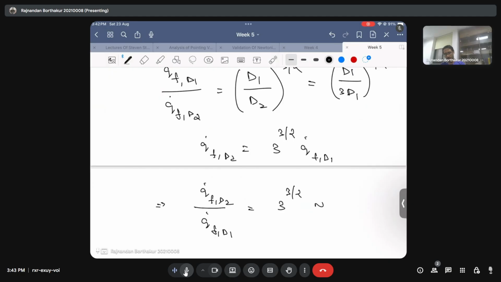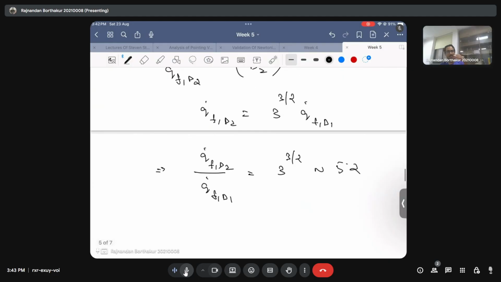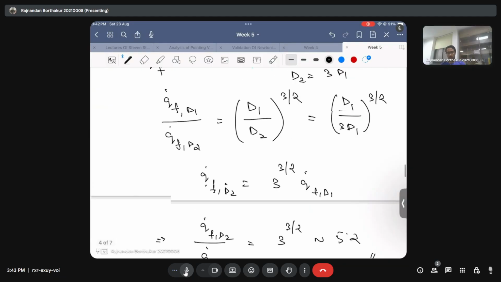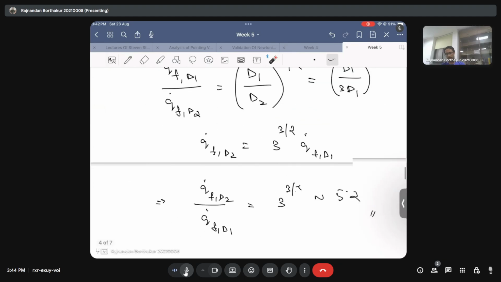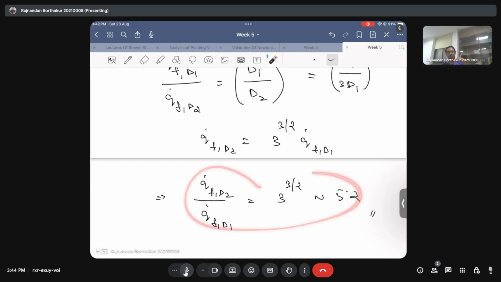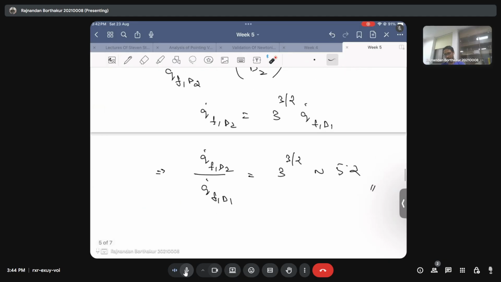Roughly, 3 to the power 3 by 2 comes out to be equal to 5.2. So you are enhancing the rate of heat transfer by around 5 times basically. So using a fin of diameter d2, where d2 is 3 times the diameter d1, you are increasing the rate of heat transfer by roughly 5.2, or like 5 times basically. So that's the first answer.